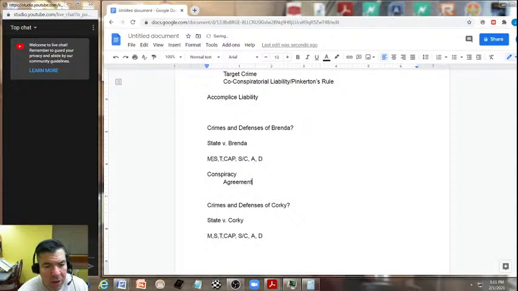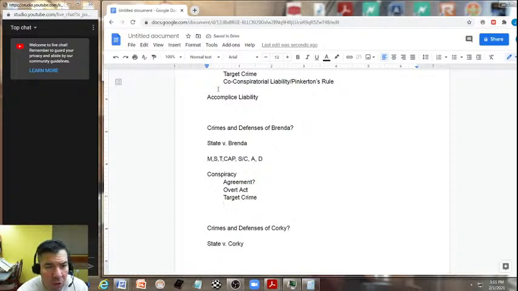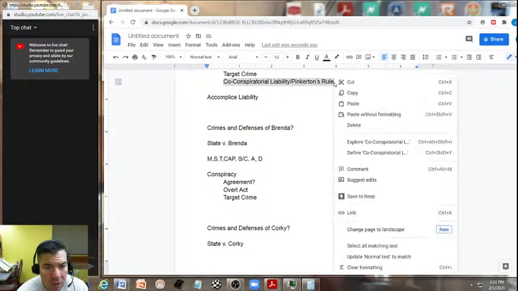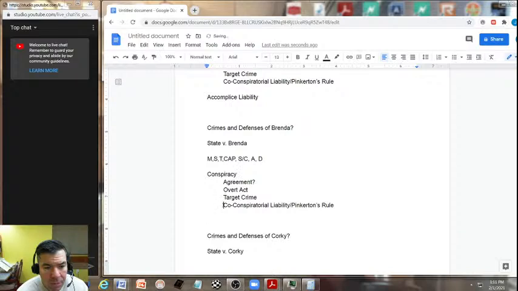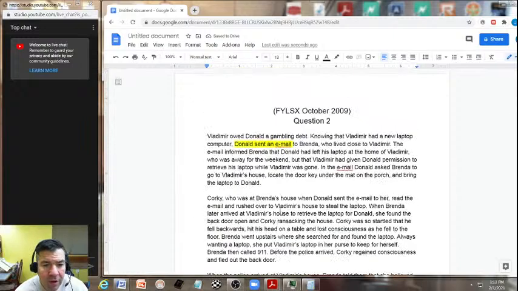So this is the aspect about was there an agreement? That's the part here. And there might have been an overt act in furtherance, and there was a target crime situation going on here. And we also look again to co-conspiratorial liability, Pinkerton's rule. Okay, and we want to make sure too that we look for that. Okay, up here. Now let's continue.